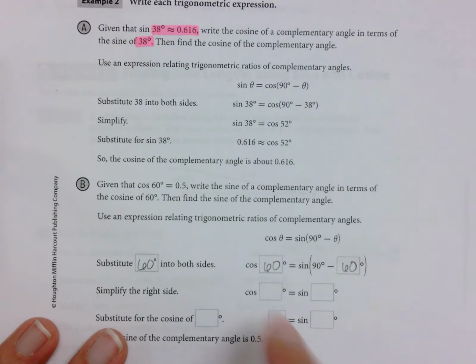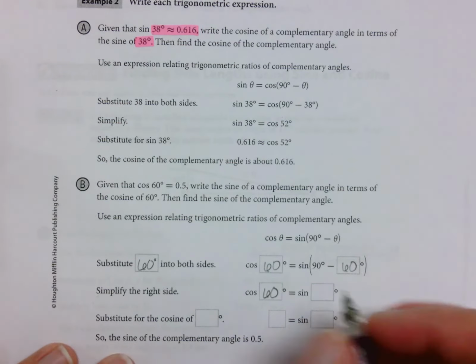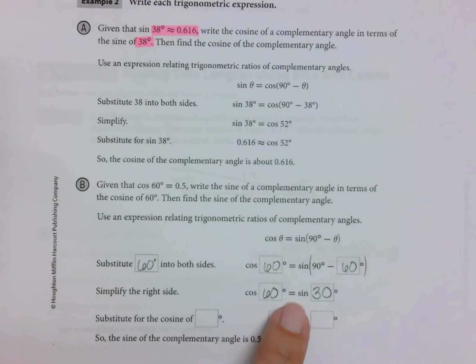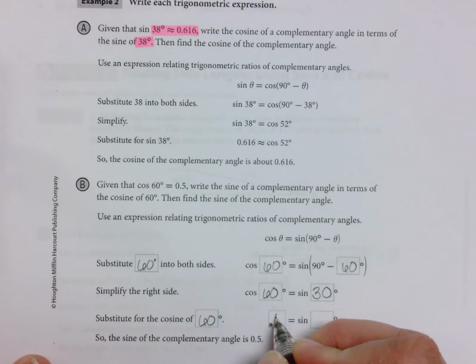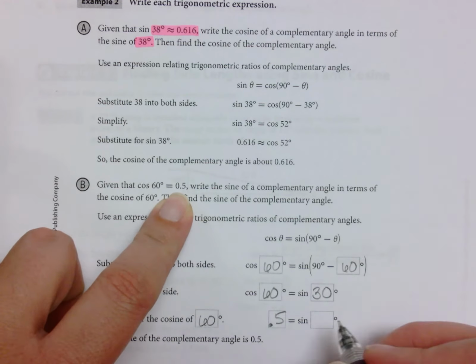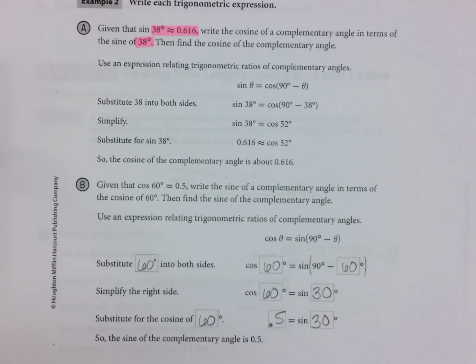So the cosine of 60 is equal to the sine of 90 minus 60. Well, 90 minus 60 is 30. So the cosine of 60 is equal to the sine of 30. Well, we know that the cosine of 60 degrees was 0.5. They told us that right here in the problem. So 0.5 equals the sine of 30 degrees.